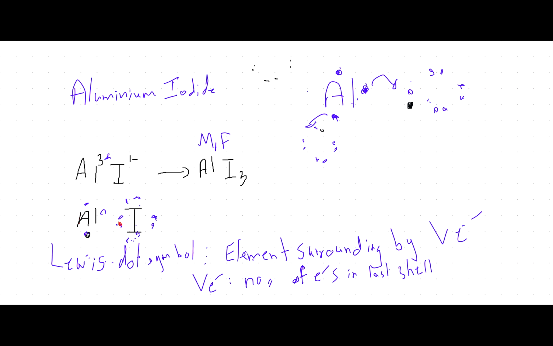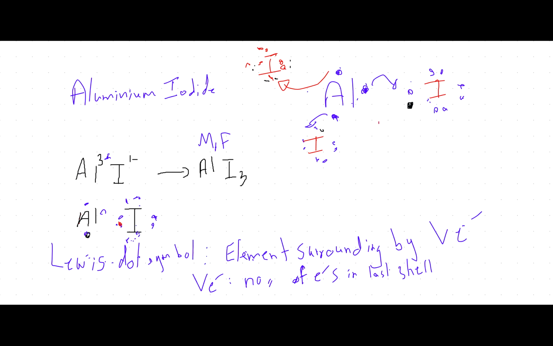So this is 1, 2, 3, 4, 5, 6, 7, and then transfer. So is aluminium good? Yeah, now it's good. Iodine is good. Okay, so can you translate what happened for us?